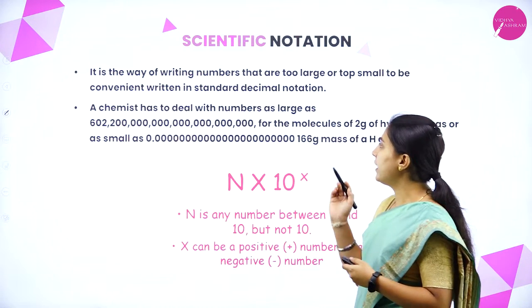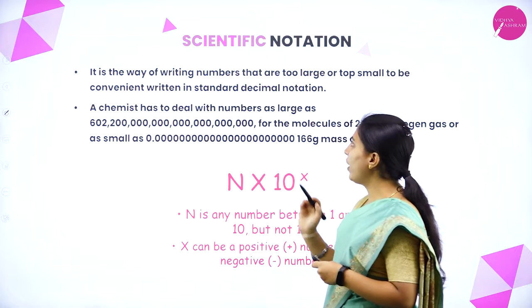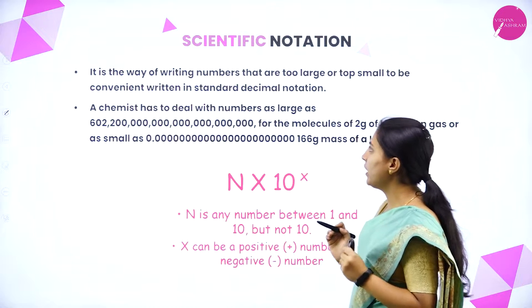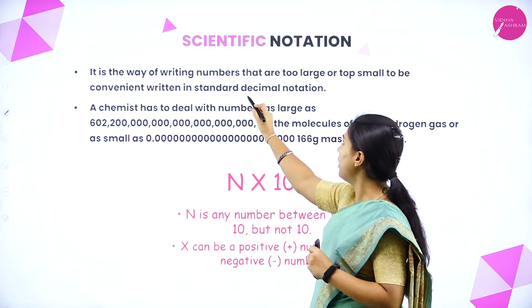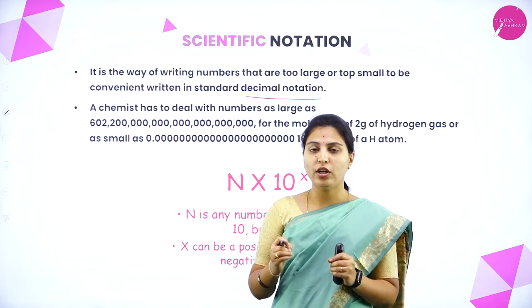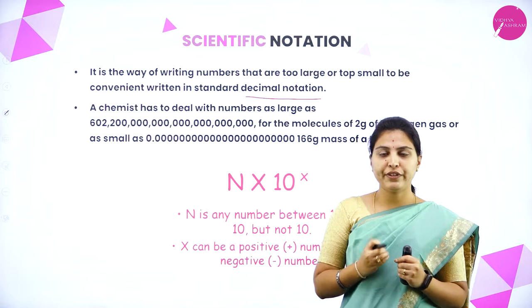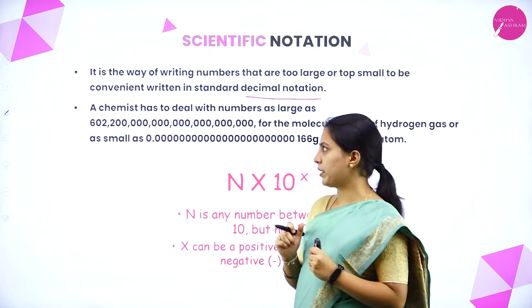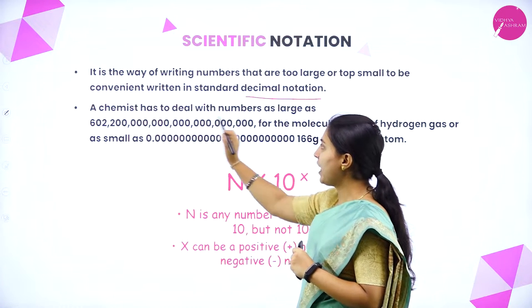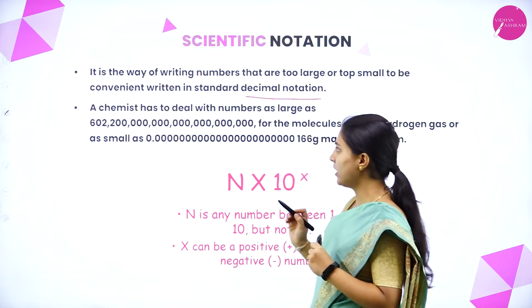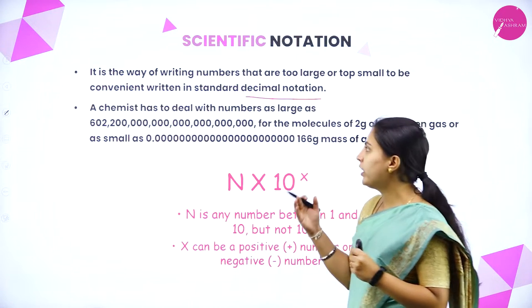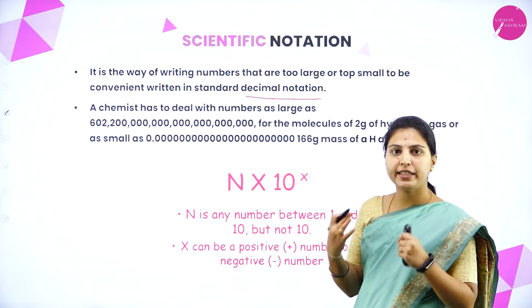Okay, next, scientific notation. It is the way of writing numbers that are too large or too small to be conveniently written in standard decimal notation. If the number is very large or very small, that time it is difficult to find out the proper whole number. That's why we will use the scientific notation method. A chemist has to deal with numbers as large as, see, this is the largest number. You cannot write, or the scientist cannot handle that complete number, right?